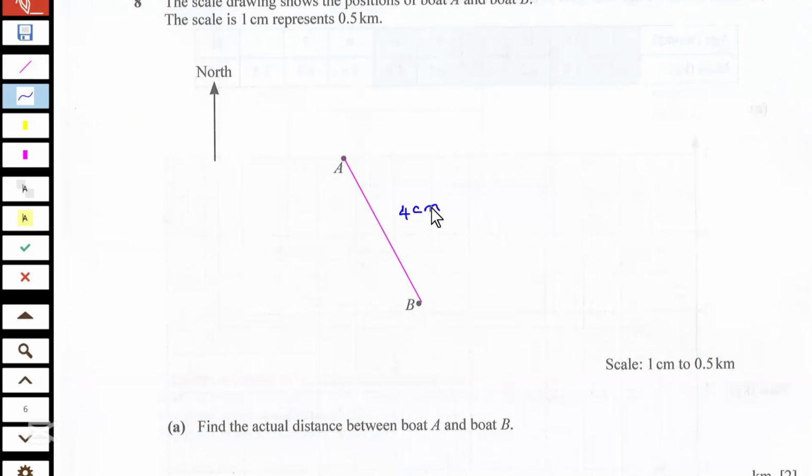Now, how can we convert this to kilometers? We're given a scale that says 1 centimeter represents 0.5 kilometer. Now, if 1 centimeter represents 0.5 kilometer, then 4 centimeters would be 4 times 0.5. Now, 4 times 0.5 will give 2 kilometers. So the answer to question A is just 2 kilometers.